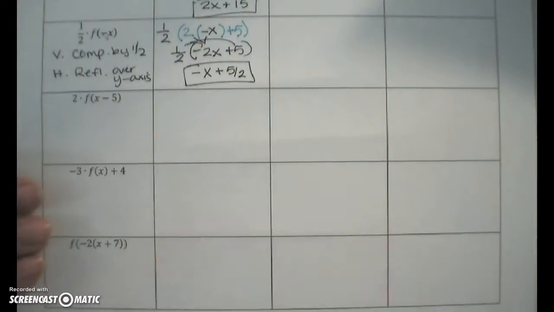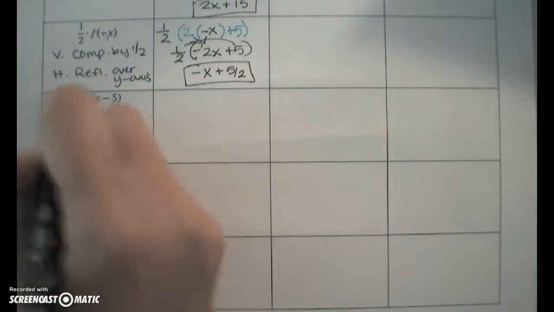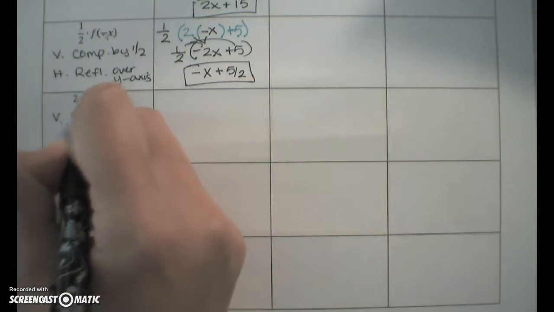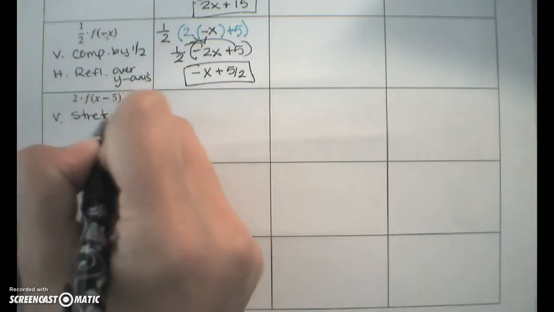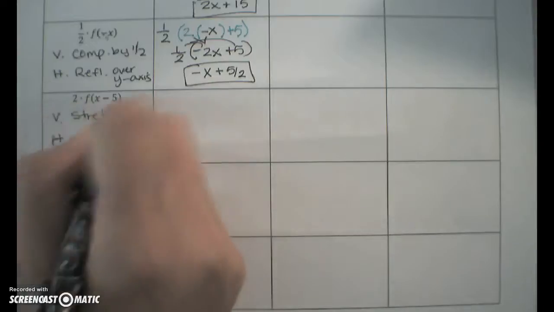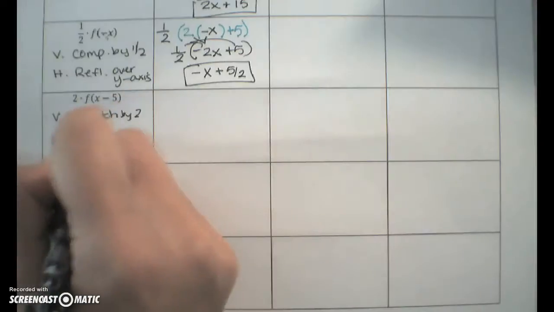Okay, next, outside, vertical for the 2. And that would be a, well, it's big, so it's a stretch by 2. Inside, horizontal, opposite thinking, so not left, but right 5.